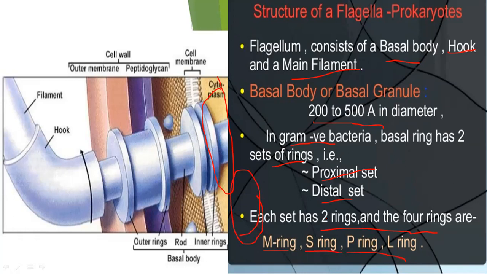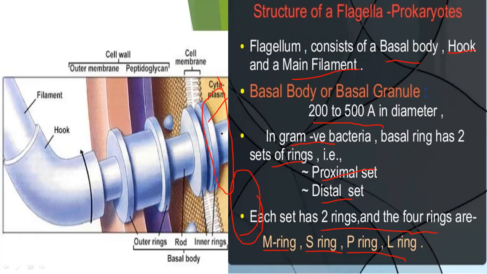That is a detailed view, but you just have to remember the concept, like how they move and how they are adjusted in the cytoplasm. The basal body is adjusted in the cytoplasm. It consists of two pairs of discs in gram negative and only one pair of discs in gram positive bacteria.